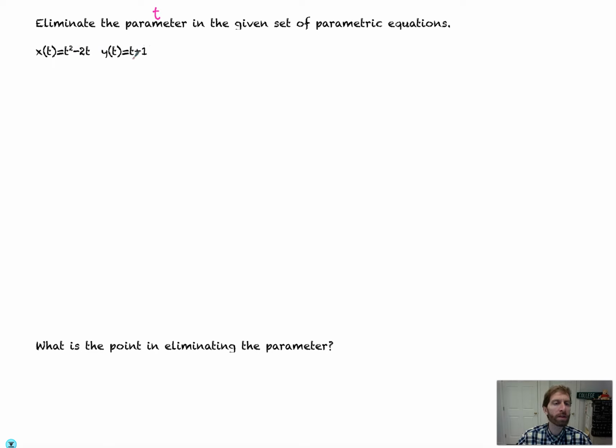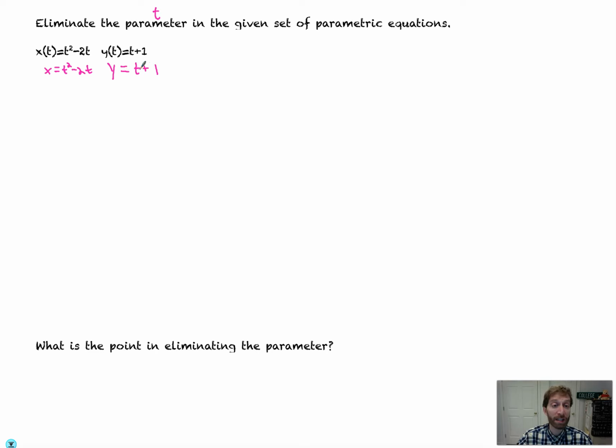Now to do that, what we do is we pick the equation that is easier to solve for t in terms of another variable. So in this equation, to solve for t would require some completing the square or quadratic formula. No thank you. In this one, it wouldn't require much. Just subtracting 1. I'll show you what I mean. I tend to like to get rid of the x of t and just write it as x equals t squared minus 2t and y equals t plus 1. It makes the solving easier.